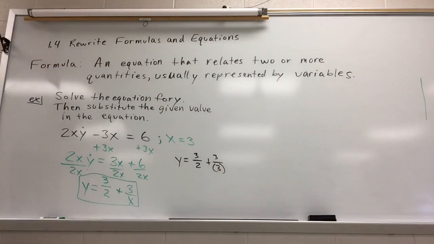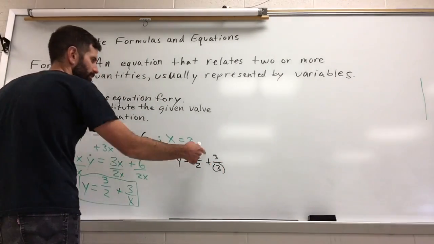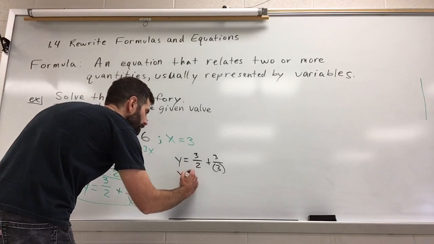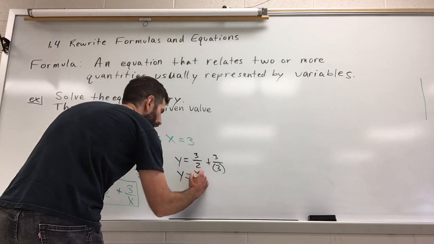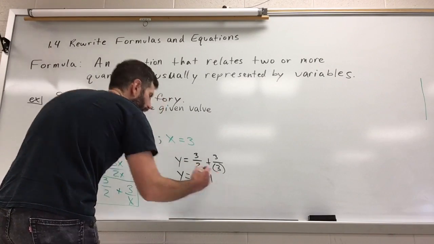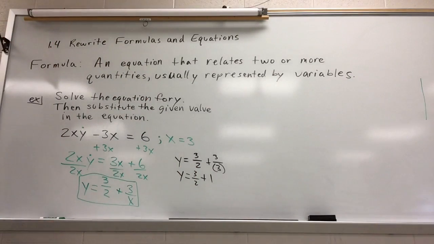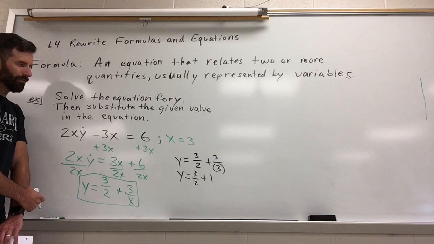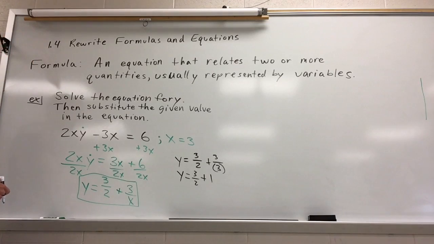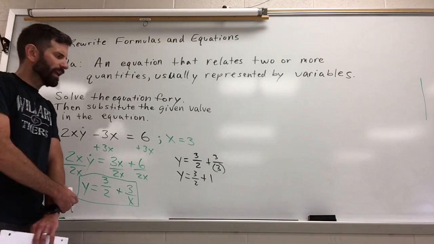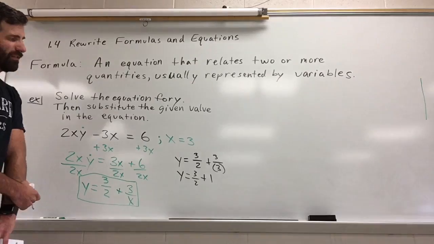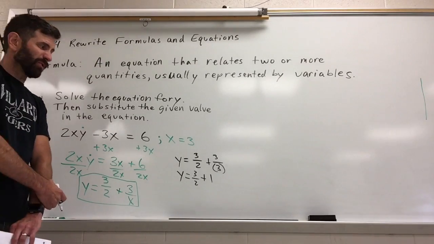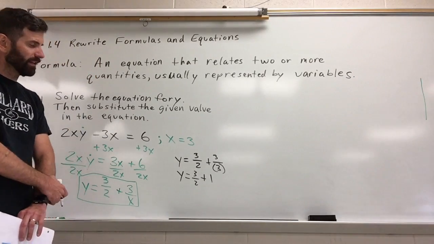Substitute 3 in for x. I can simplify this. 3 halves plus 1. There's a couple ways you can proceed. Your calculator can certainly do this for you if you punch that in. But one way to think of it is 3 halves is 1 1/2, and if you add 1 more, you have 2 1/2. That would be one way to get the answer.